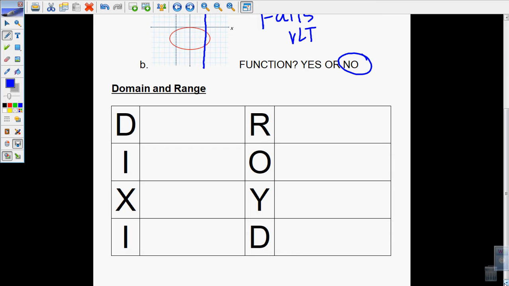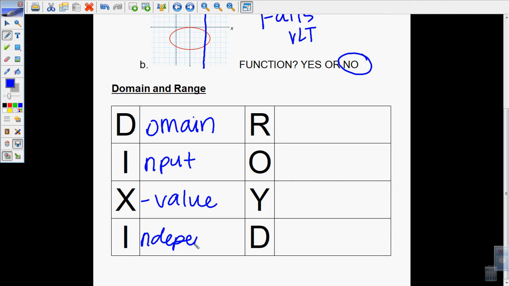Dixie stands for domain, input, x value, and independent. All of these terms are synonyms for domain. Depending on your scenario, your situation, or your problem, you will use one of these words, right? If it's a word problem, you're typically talking what is your independent value?